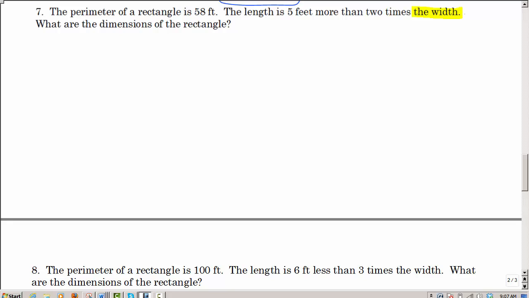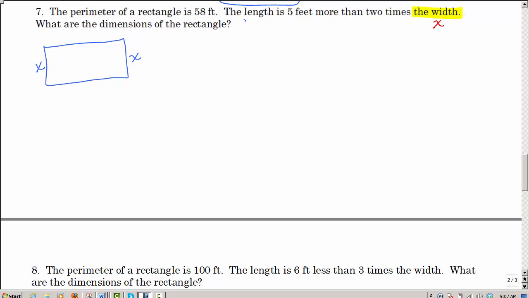So again, whatever's mentioned last, you're going to let that be x or w or whatever variable you would like, but I like to use x. Right? So the way I'm going to define my variable is I'm going to draw a picture and label my width as the short side. Now yes, over here is also x.